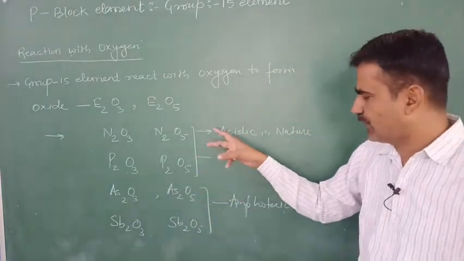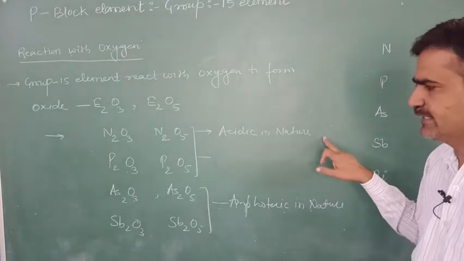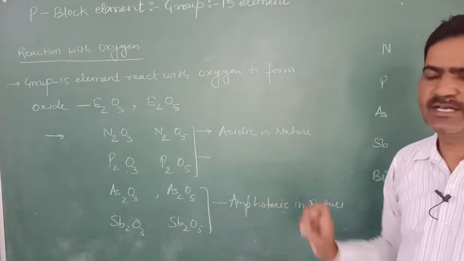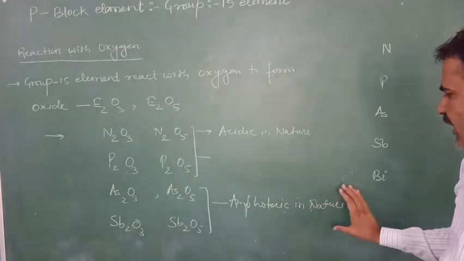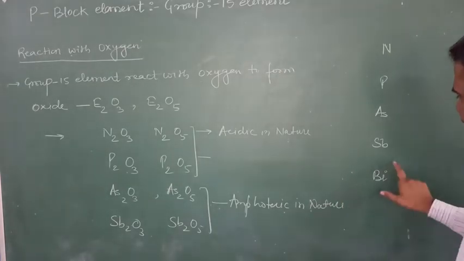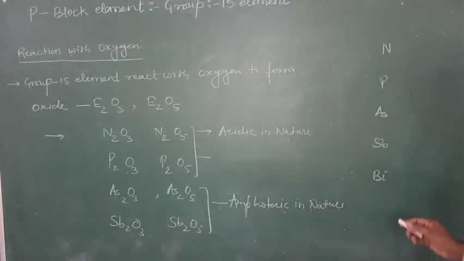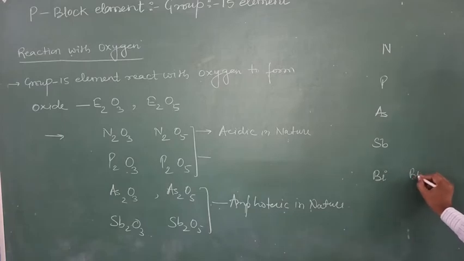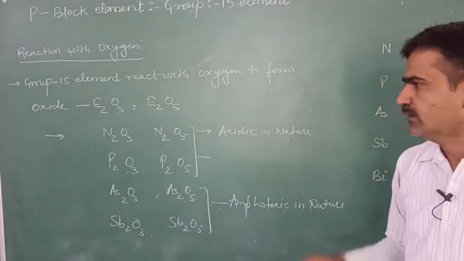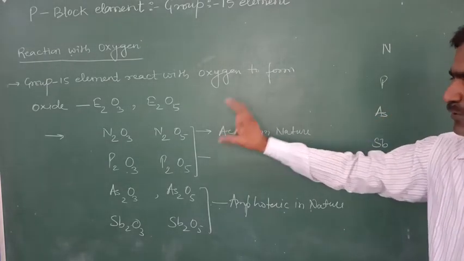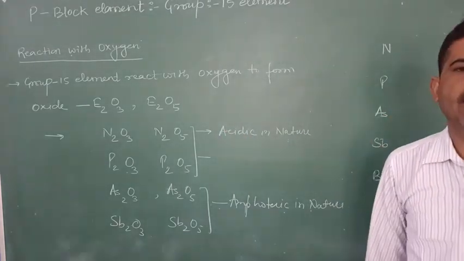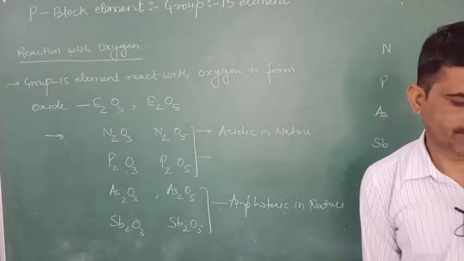The oxides of nitrogen and phosphorus are purely acidic in nature, the oxides of arsenic and antimony are amphoteric in nature, and the oxides of bismuth are purely basic in nature. These are basic because these are metal oxides.